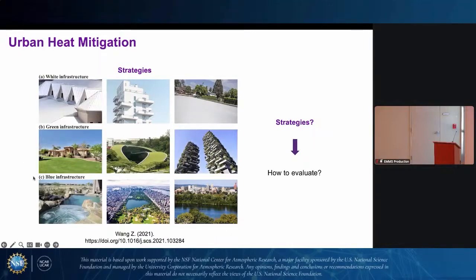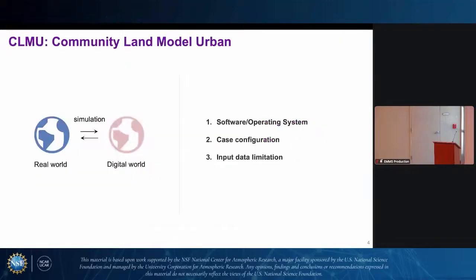And we can build up some blue infrastructures, including the brickwork, wetlands, and also the lake in the urban areas. Now we have a lot of these strategies, but before implementing them, we need to do the evaluation. One of the most useful applications of the CLMU, Community Land Model Urban, is that we can do the evaluation by running such a model with the implementation of such strategies. And then we can get the evaluation results from the simulations and reflect back to the real world.